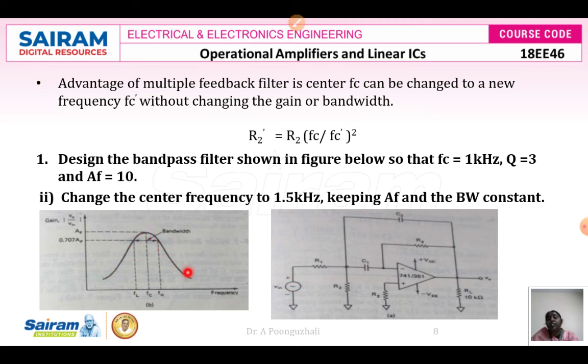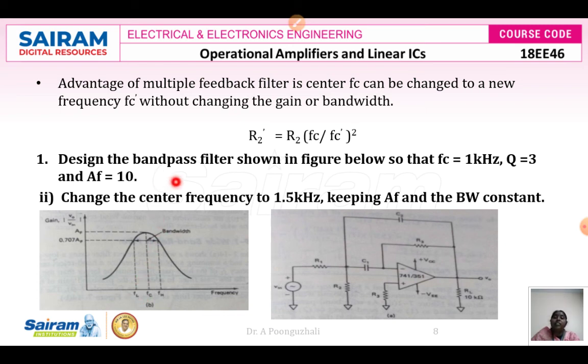If you look at the response, the bandwidth is going to be a narrow one. So here the center frequency is going to be very sharp. This is FC, and whatever the gain is, 0.707 of that gain will define the cutoff frequencies of the filter. That is FH and FL.